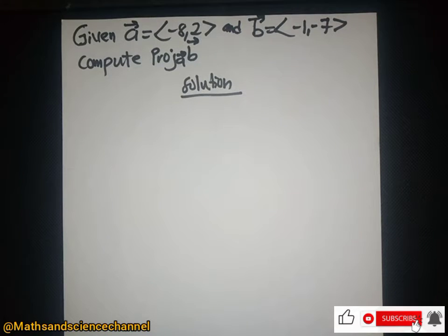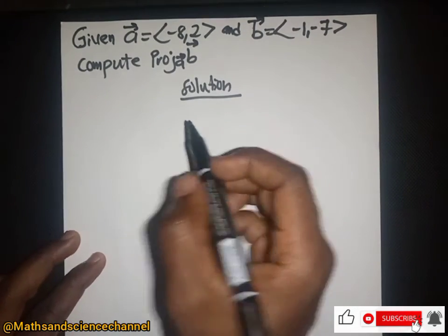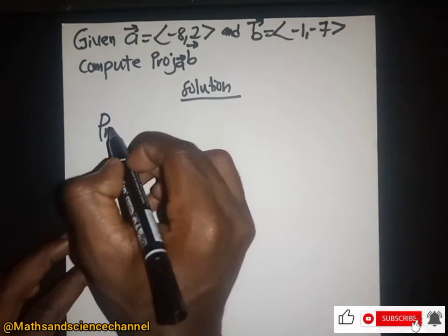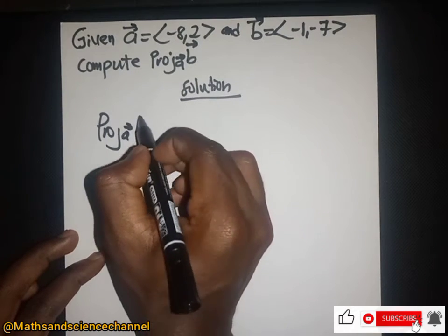Now this time we have a question on vectors. Given that vector a equals negative 8 and 2, and vector b equals negative 1 and negative 7, we should compute the projection of b on vector a.